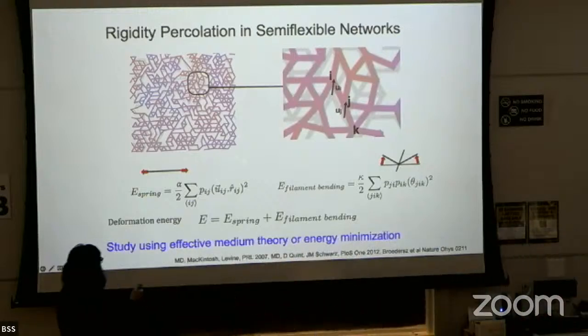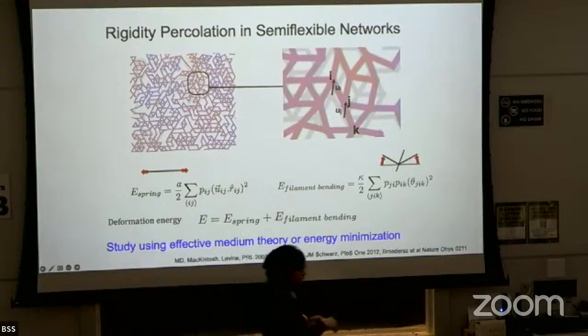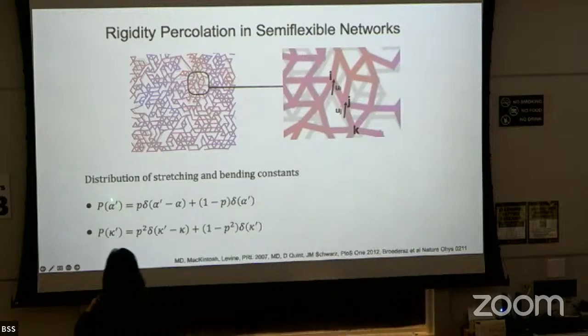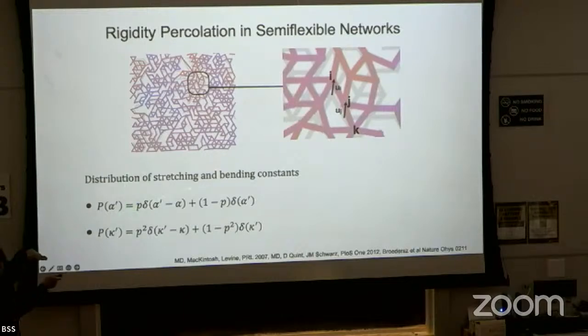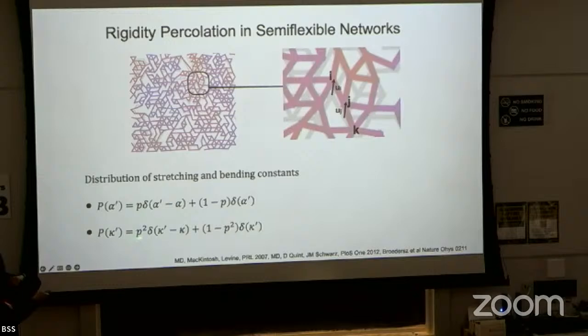Okay, so then we again write down this energy. The total energy is a sum of the energy coming from stretching or the spring energy and energy coming from bending. And the distribution of stretching and bending constants is now the stretching constants are still going to look like the spring constants we had previously written. So a bond is there with a probability P. So, your alphas are there with a probability P and zeros are there with a probability 1 minus P, right? No springs. For bending, however, instead of P, you have P square.